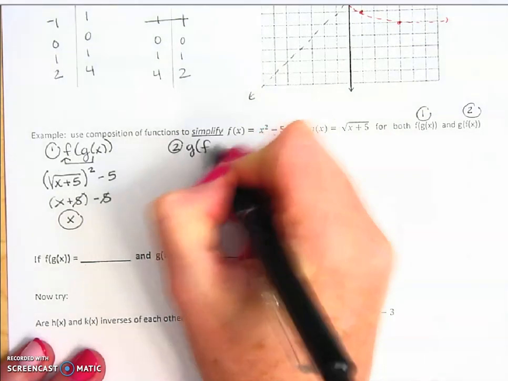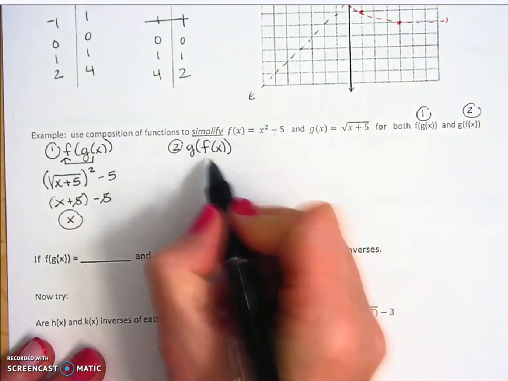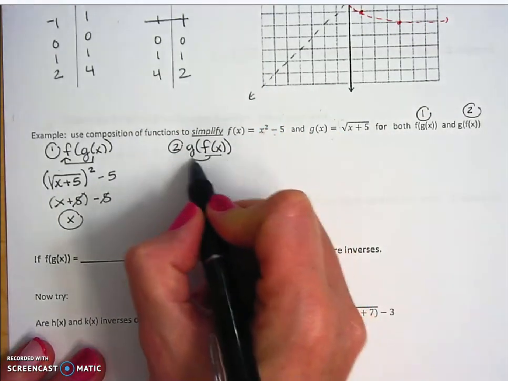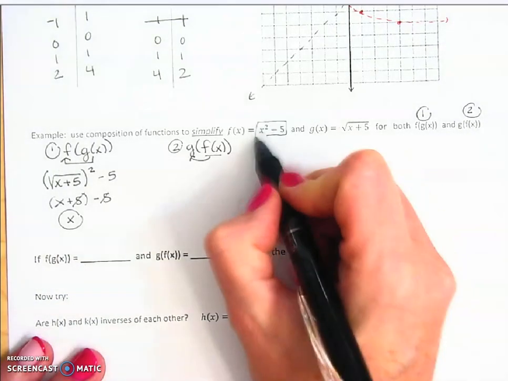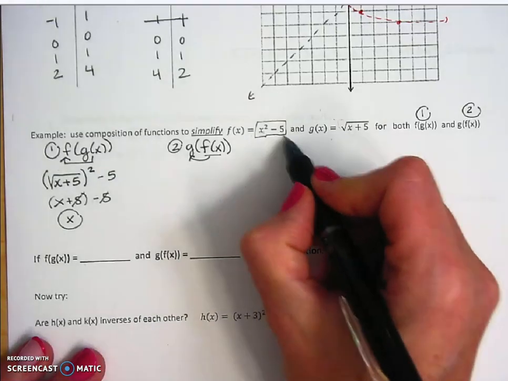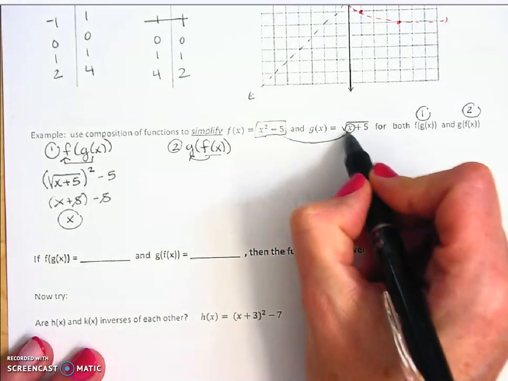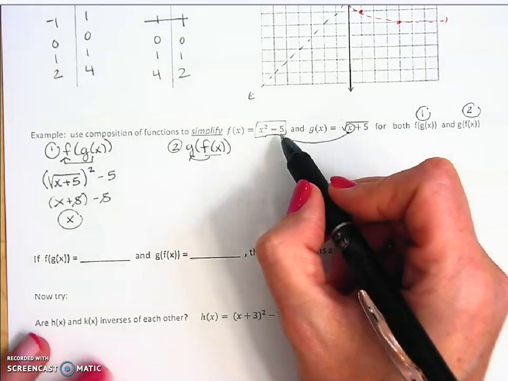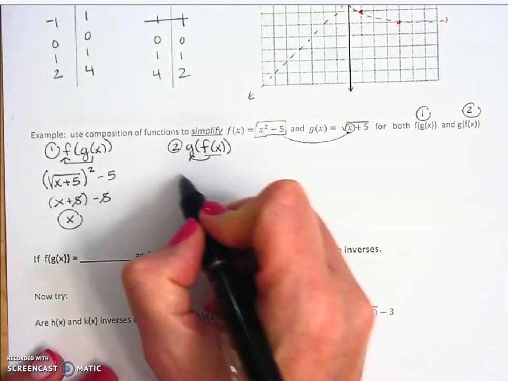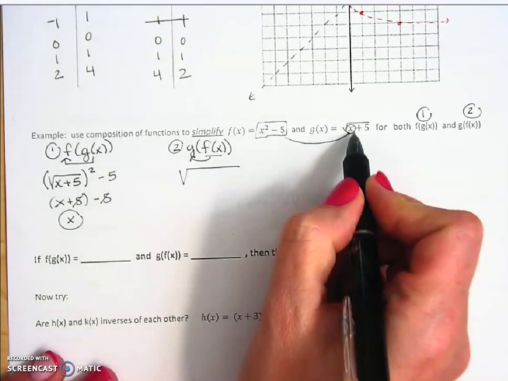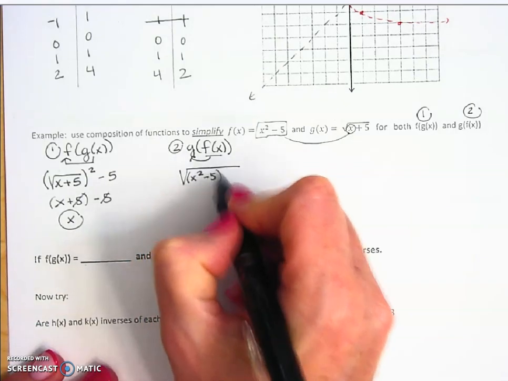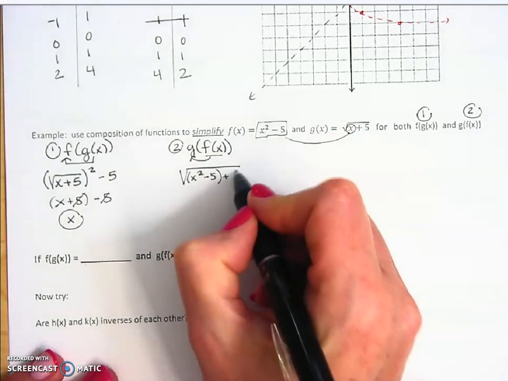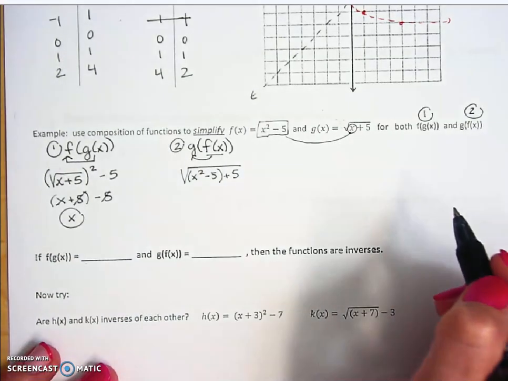So I'm going to do the second one. This notation means take the f function and plug it into the g function. So my f function is equal to x squared minus 5. I'm going to go over to g and replace x with this entire expression. So x is getting substituted with x squared minus 5. And then I still have that plus 5 in the square root.